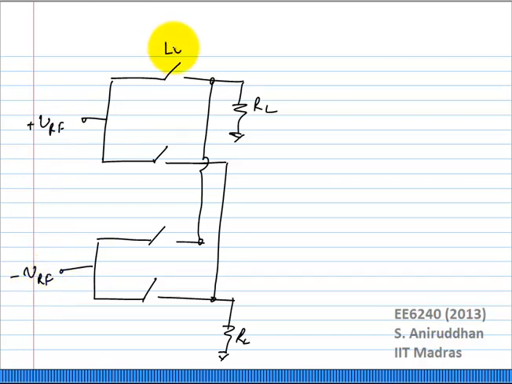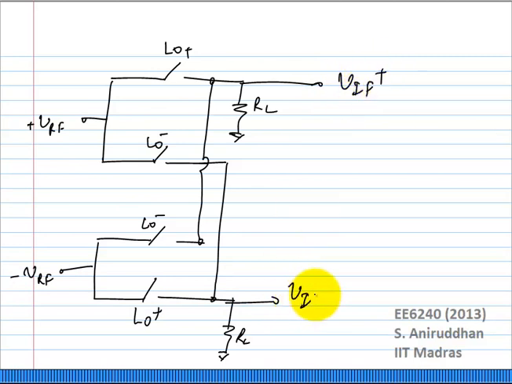Okay, let us take this case, LO plus, LO minus, LO minus and LO plus. I am looking at VIF plus and VIF minus. What is the gain of this if I look at the differential output? I am getting twice the RF swing, I will get twice the IF swing, I will get the same gain. This is 2 by pi, which is the same as the single balanced version.